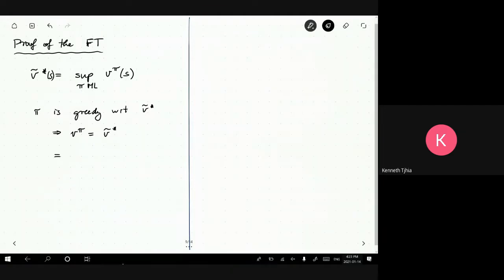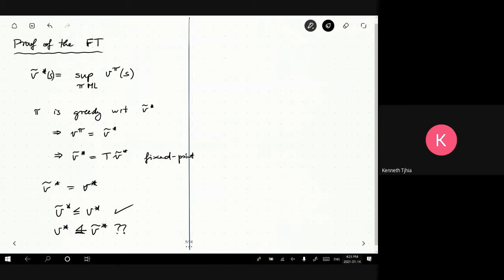It's also easy to see that this function satisfies this equation. If you apply T to it, it returns the same thing. This is called a fixed point equation. I said that this is the Bellman optimality equation. And all the pain is to show that v tilde star is equal to v star. Of course, we know that it cannot be more. So the question is whether this holds. In other words, the proof can be done in two steps: first you show this, and then you also show that this holds.